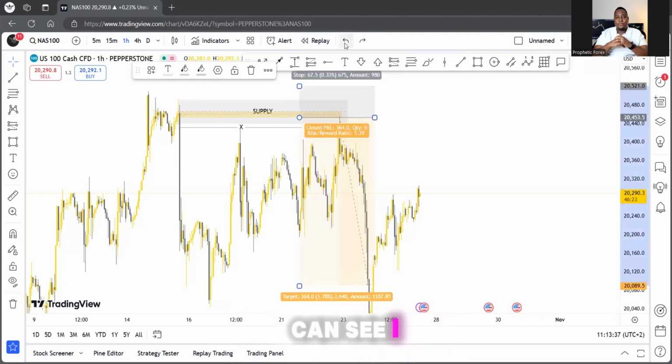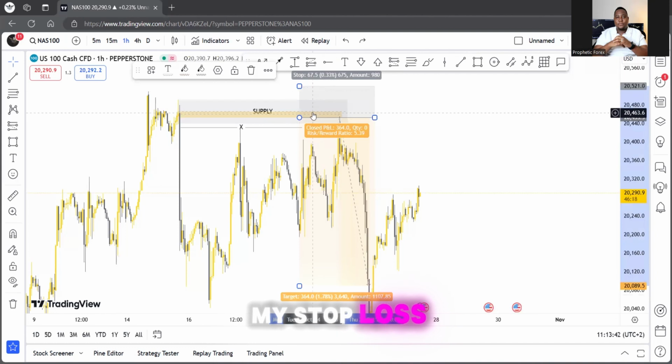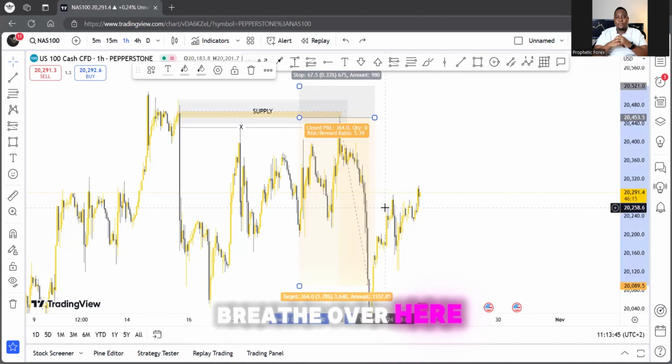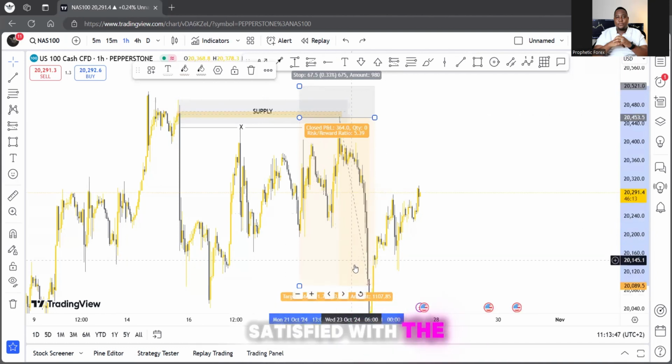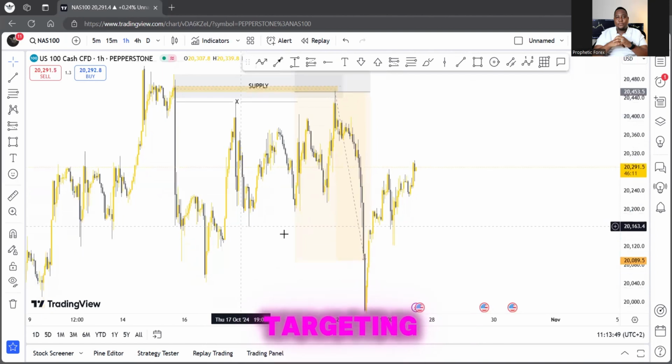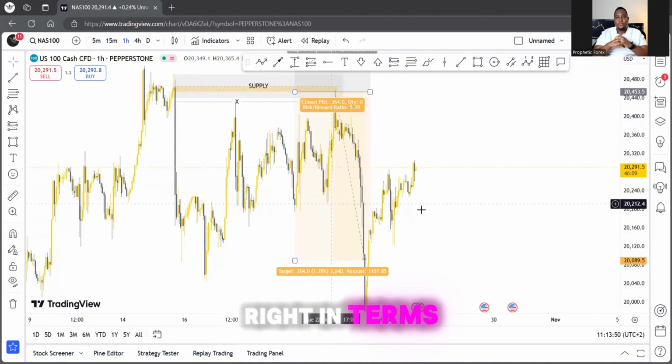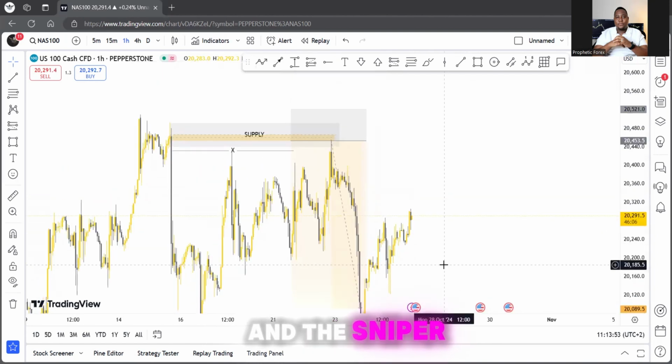Now, as you can see, I got a sniper entry. I did give my stop loss a little bit of room to breathe on this setup, but I was well satisfied with the range that I'm targeting. This was a 1:5, and the sniper entry really gives me zero to no drawdown at all when it comes to the setups. How did I do it?